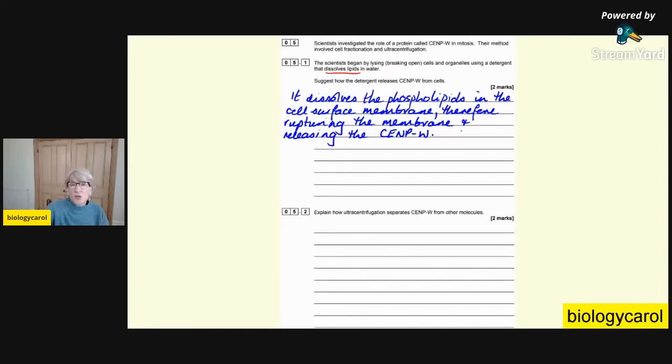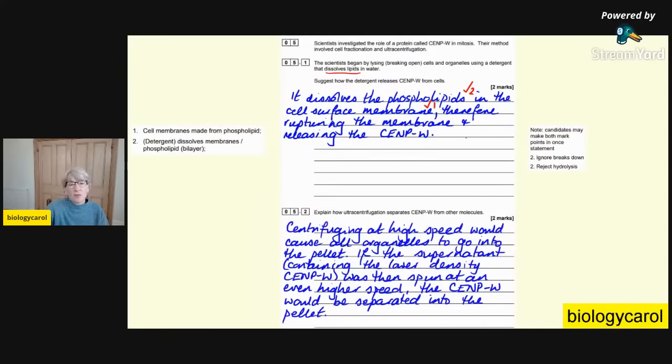I'm going to be honest, I was not sure I'd got the 2 marks here, but I just didn't know what else to write. But I ended up getting the 2 marks. I did write both things in one statement. I don't know why they even wrote that because it's really quite common. Because I said the phospholipids in the cell surface membrane, I think it's pretty obvious that I know cell membranes are made from phospholipids, and it dissolves. So I got the marks.